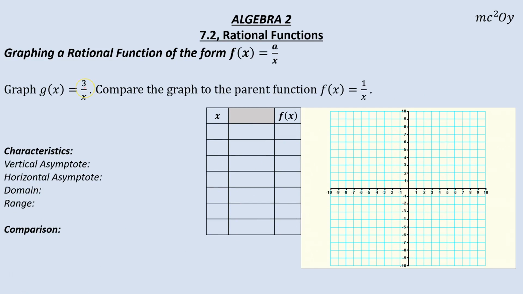Well, let's look at another one. Notice now a is changed from 1 to 3, from -1 to 3. Okay, so we've got 1 to 3, and let's see how that changes it. So we now have 3 over x here.